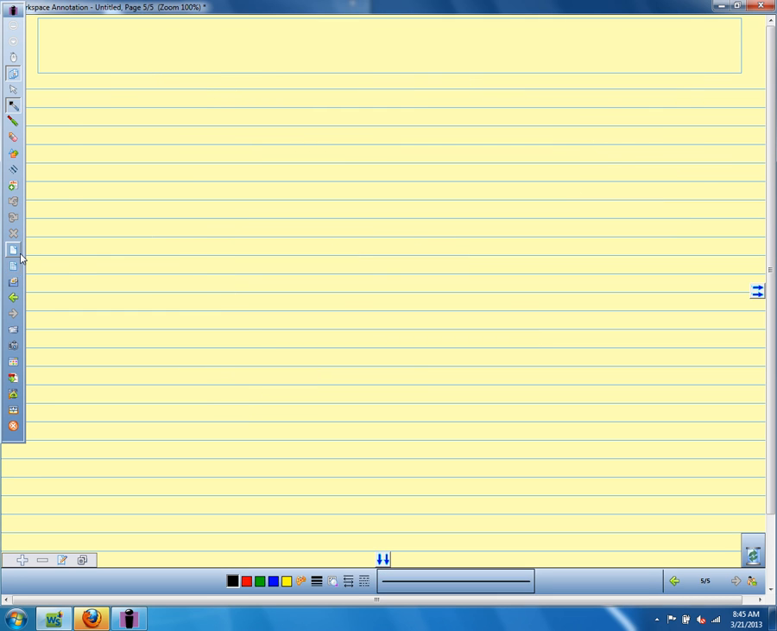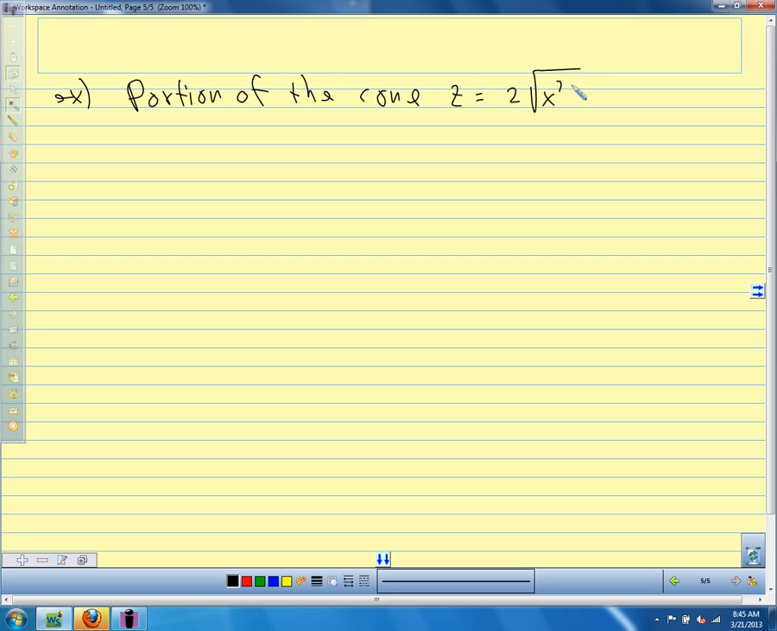All right, last example. We want the surface area of the portion of the cone z equals 2 square root of x squared plus y squared. This is a lovely cone like we talked about in our project. That is inside the cylinder x squared plus y squared equals 4.